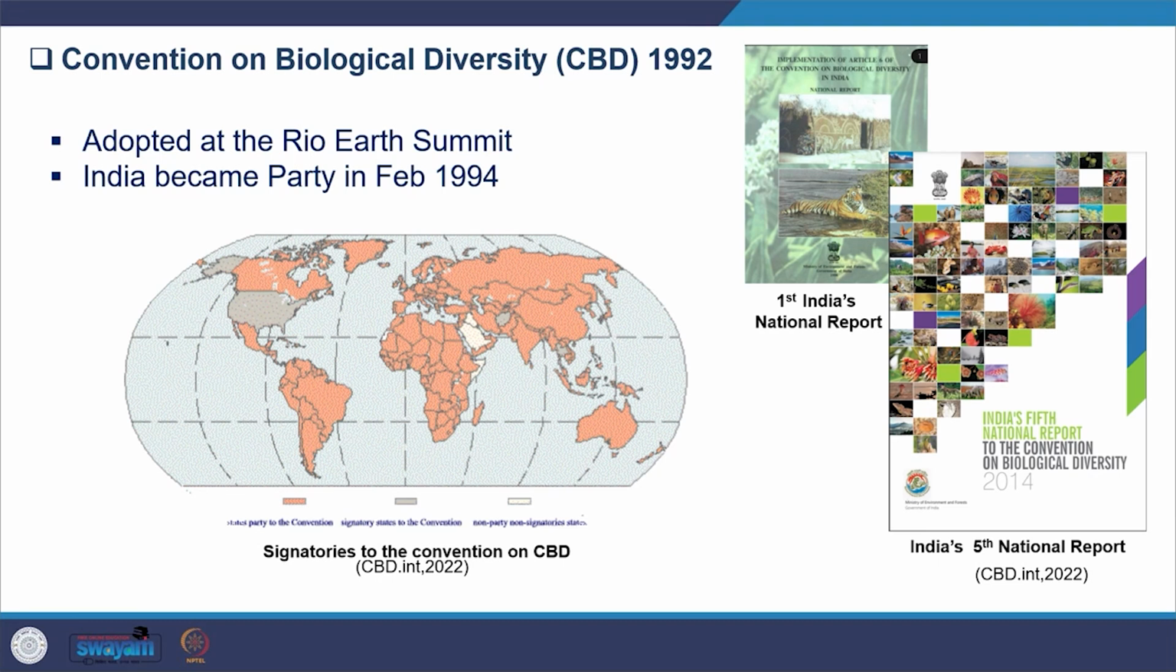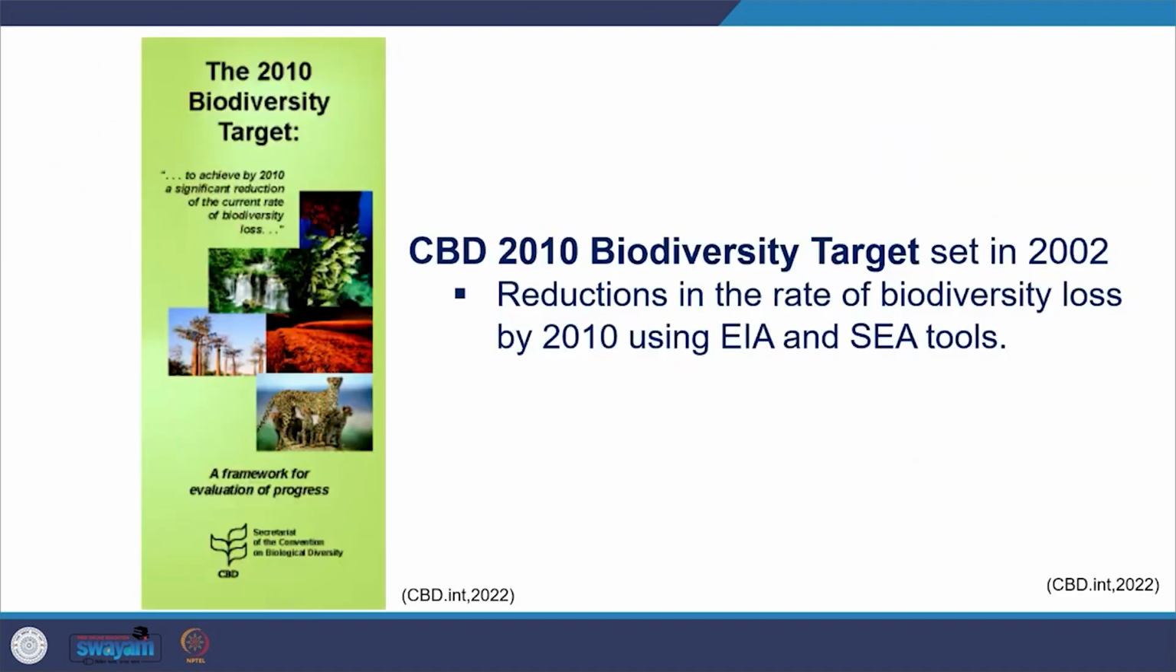India is one of the earliest signatories of the Convention on Biological Diversity, CBD, and became a party in February 1994. MOEFCC has been designated as the nodal ministry. So this ministry looks at the Convention on Biological Diversity in the country. In the image in the center, you can see all the signatories to the convention, and India's national report on the left-hand side.